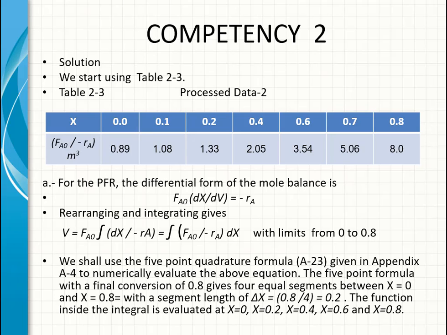We must note here that we need to take the points in which the difference is the same. That means that we don't take point number 2, which is the conversion 0.1, and the conversion 0.7, because delta there is not 0.2.